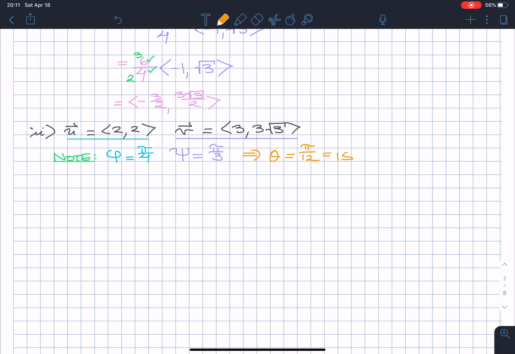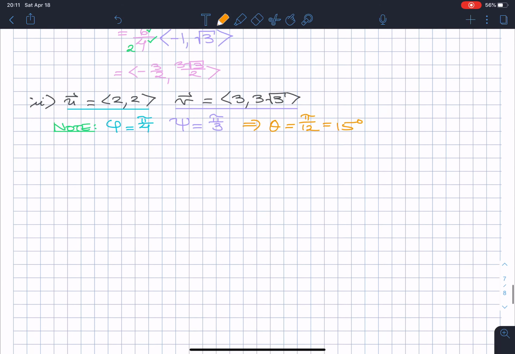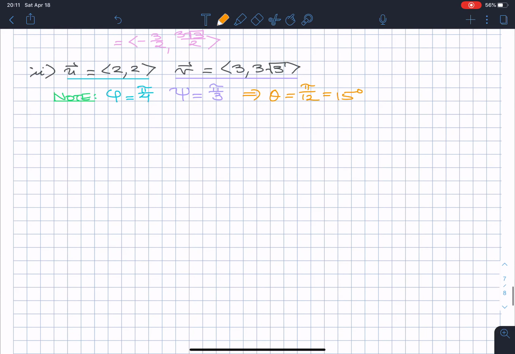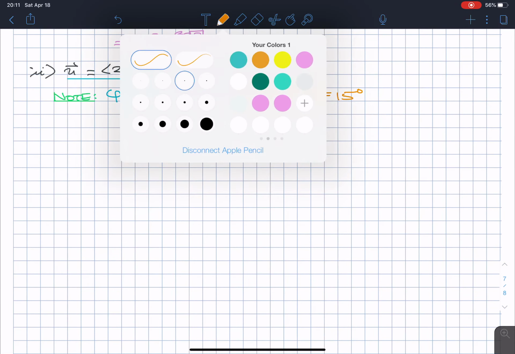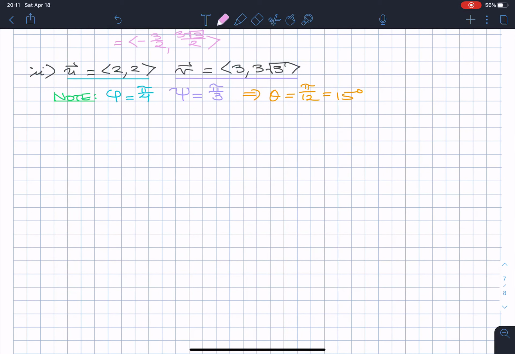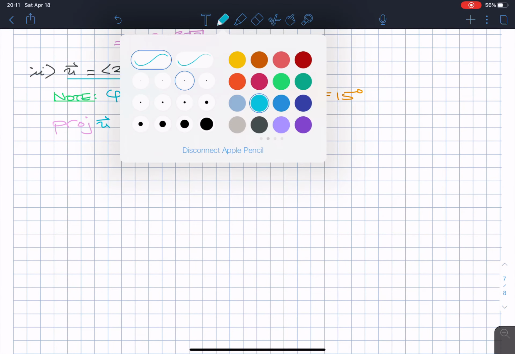equals 15 degrees. And remember, we did cosine of 15 degrees and all of that ages ago. I believe it was the square root of 2 plus the square root of 6 all over 4. But that doesn't matter. We'll get to that. Maybe not. But just to note. So let's get back to what we're asked for, which is a projection of vector u onto vector v.